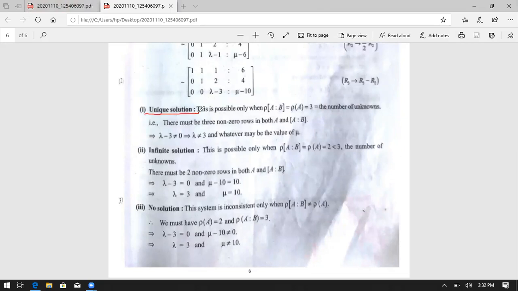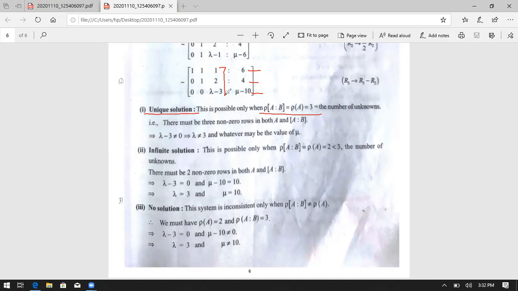Unique solution means the rank of AB is equal to rank of A equal to 3. That is the number of unknowns. Here rank of AB is also 3, rank of A is also 3, non-zero elements are there. That's why rank of AB is equal to rank of A equal to 3, the number of unknowns. There must be 3 non-zero rows in both A and AB.